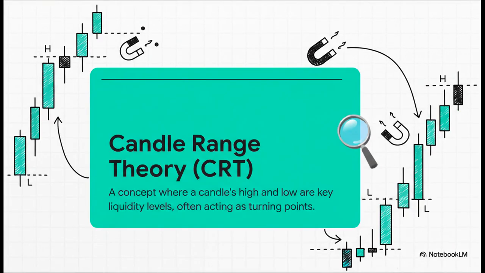It says that every single candle creates its own little trading range. The top of the candle becomes the candle range high, and the bottom becomes the candle range low. And these two specific levels, they act like magnets, often pulling price back to them in the near future.